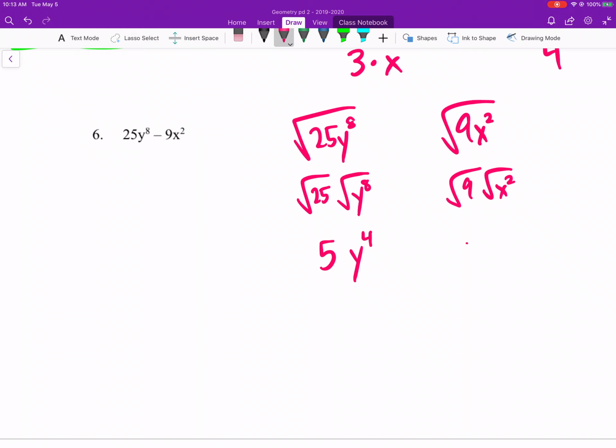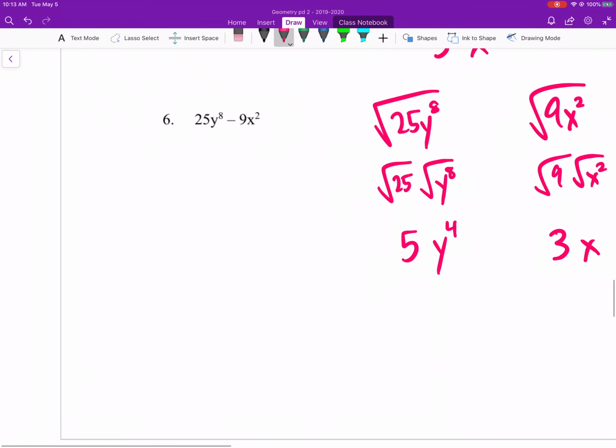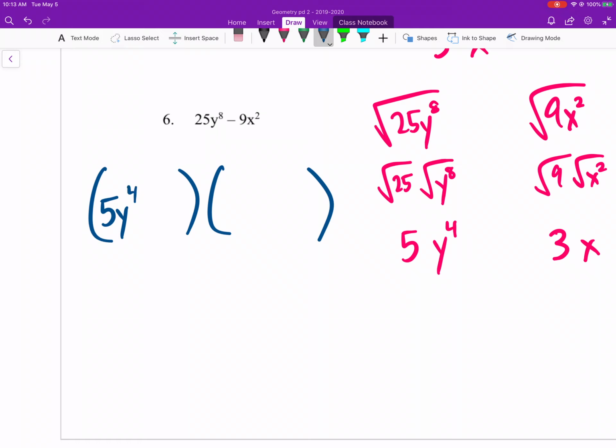All right? And this would be 3. 3 times 3 is 9. And x. X times x is x squared. All right? So you write it as two binomials, the product of them. So it would be 5y to the 4th and 3x.